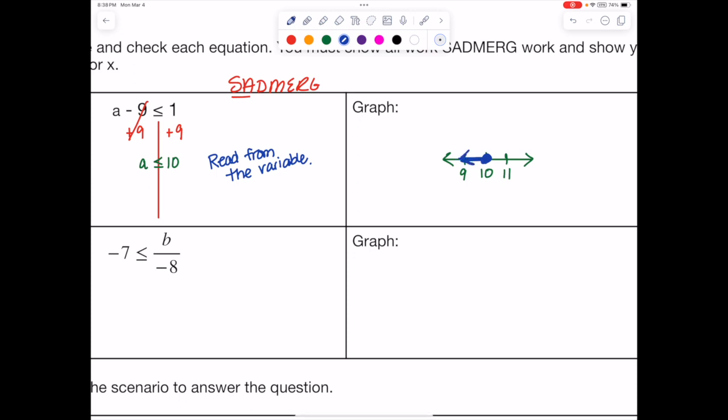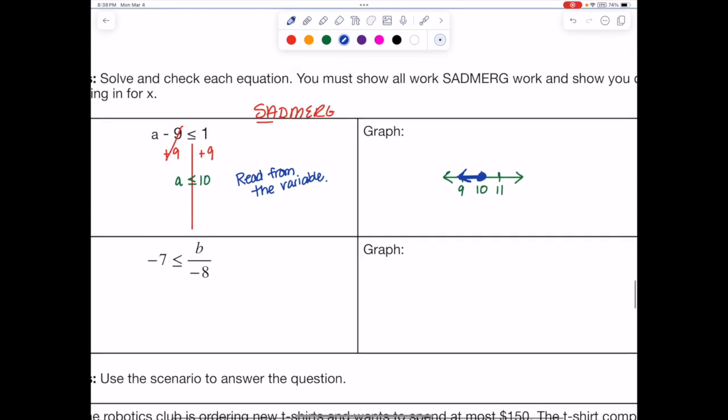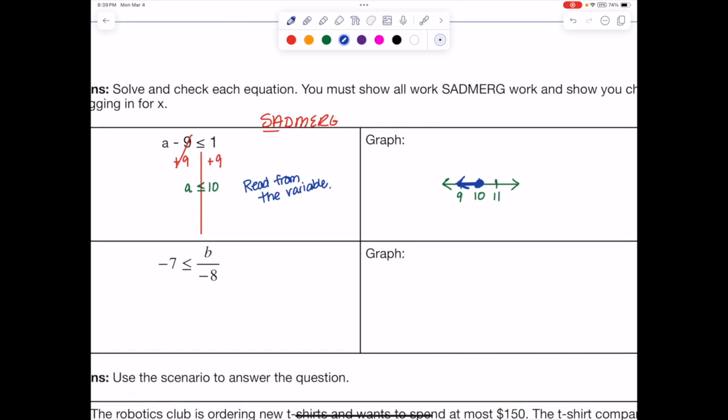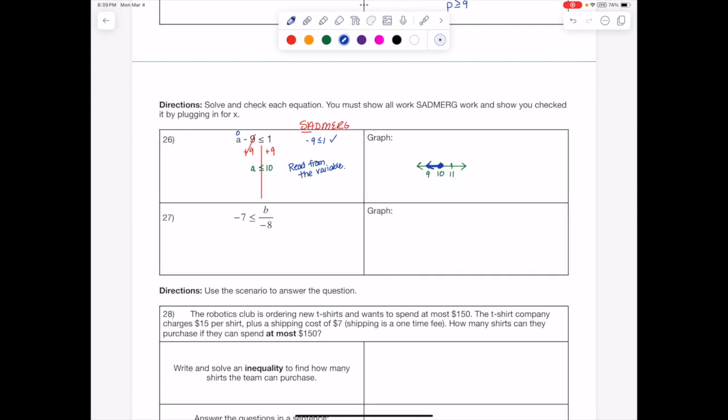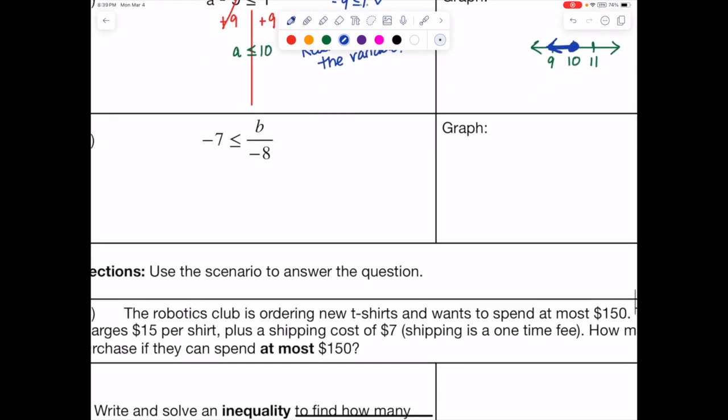So there's my graph. Now I do want to check and make sure that something like this works. I can plug in anything that is less than or equal to 10, so let's pick something easy. Less than 10 is 0, right? If I put a 0 here, 0 minus 9 is negative 9. Is negative 9 less than or equal to 1? Yeah, it is. So negative 9 is less than or equal to 1, check. Yep, that works.